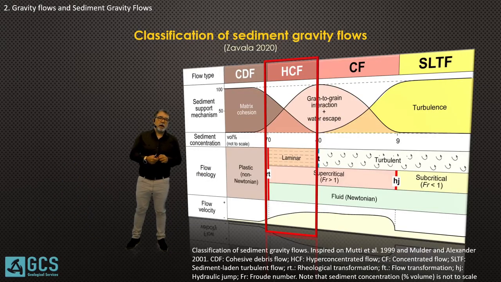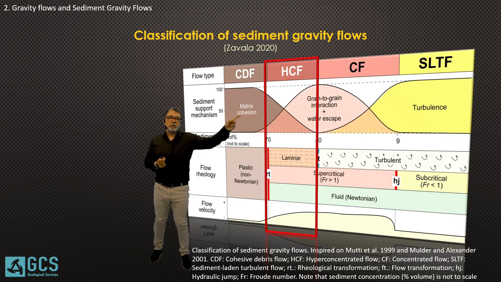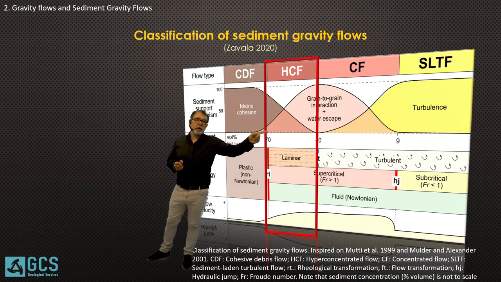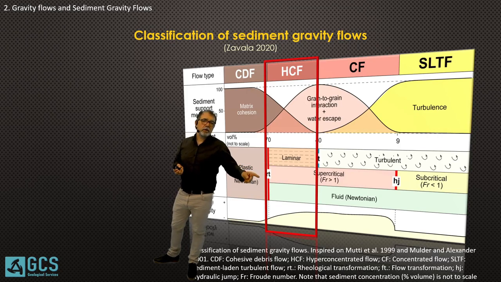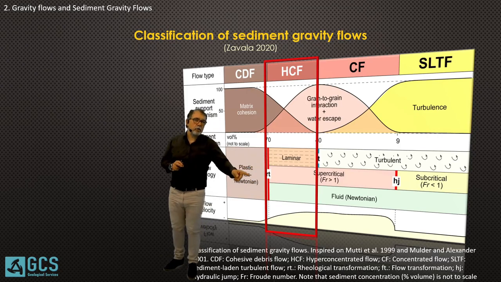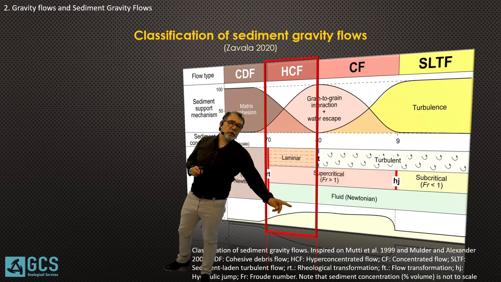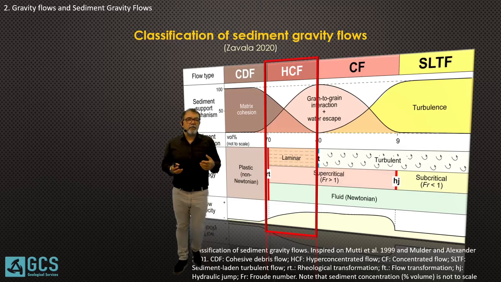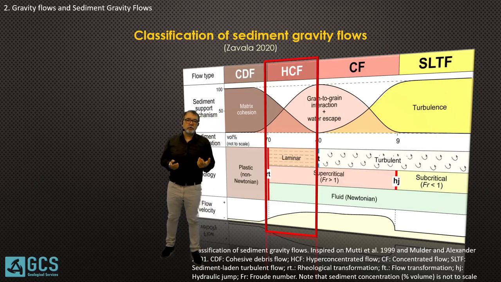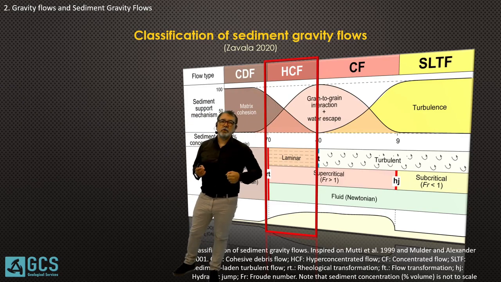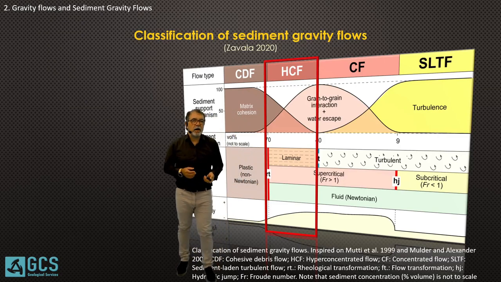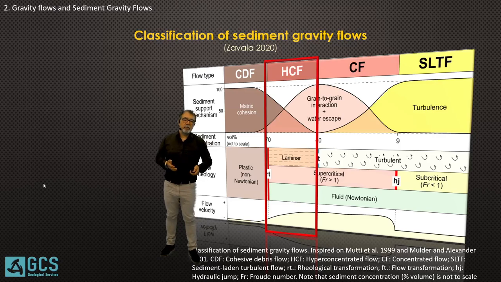Okay, and now the situation changed. As we discussed earlier, cohesive debris flows can incorporate water and become laminar. This makes it possible for the flow to have a rheological transformation between a plastic and a fluid flow, and as a consequence the flow is going to accelerate and become a very fast moving and very dangerous flow. This kind of hyperconcentrated flow can travel more than 200 kilometers an hour, so very fast, very high density, so very dangerous flows.